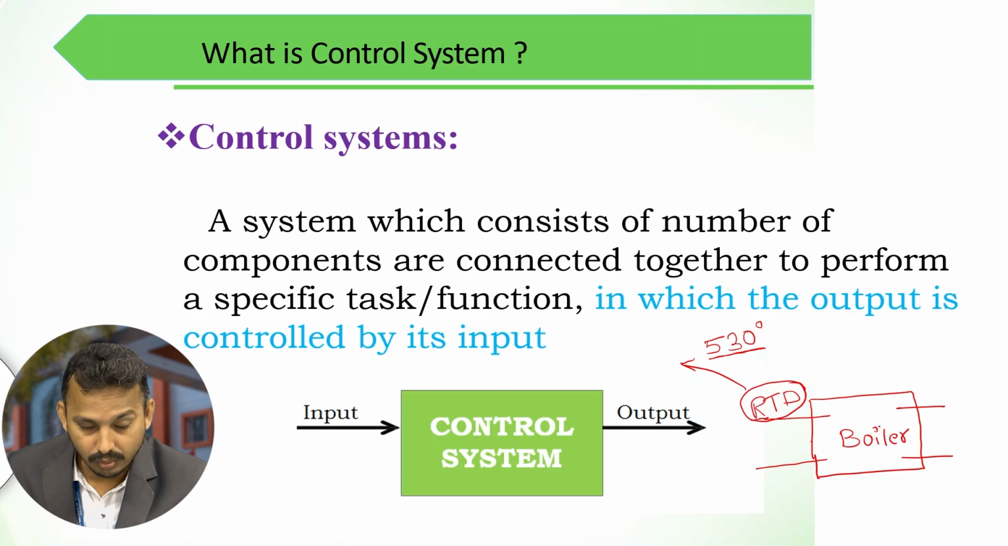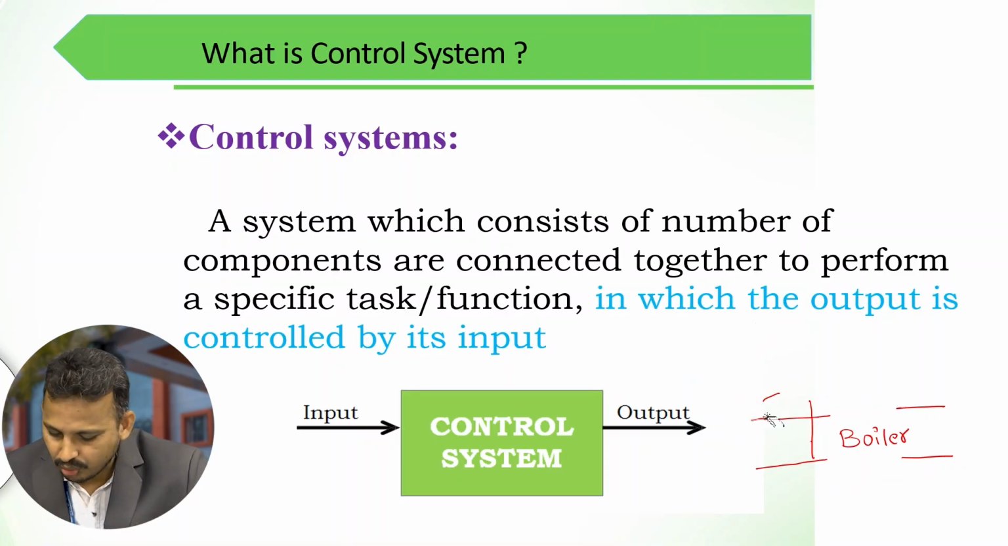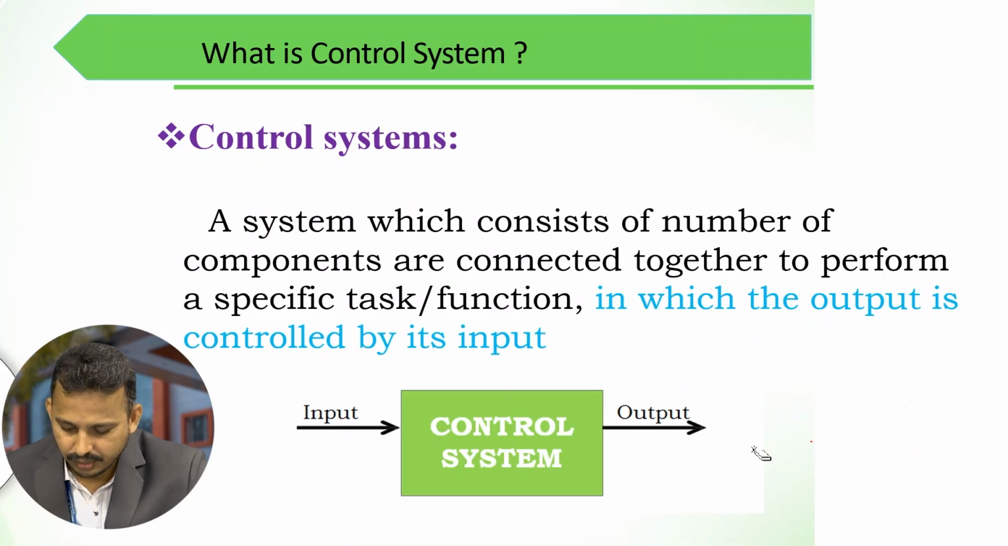coal to the boiler. So we have to reduce the coal flow. This is another example of a control action in a thermal power station.